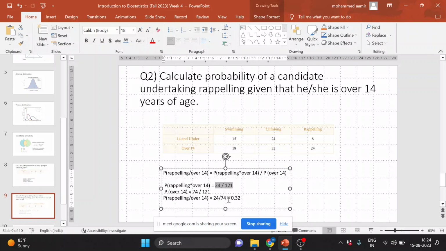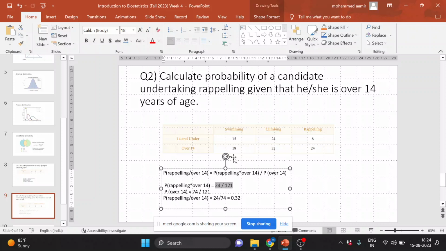So that asterisk is the intersection or something. Yes, intersection is this, right? The probability that they choose rappelling and they are over 14. So that's 24, the number of students. You need to calculate the probability of that intersection occurring, so it's 24 divided by the total number of individuals that choose either swimming, climbing, or rappelling.